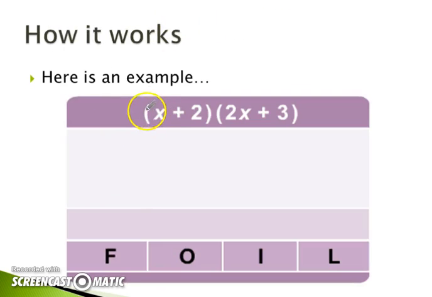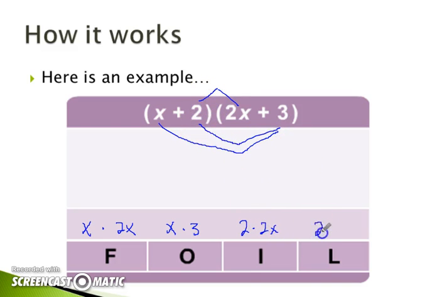So how it works. We've already looked at multiplying binomials, but if we follow this kind of shortcut, the first times the first would be x times our 2x. And then the two outer terms, x times 3. And then the two inner terms, 2 times 2x. And then the two last terms, 2 times 3.